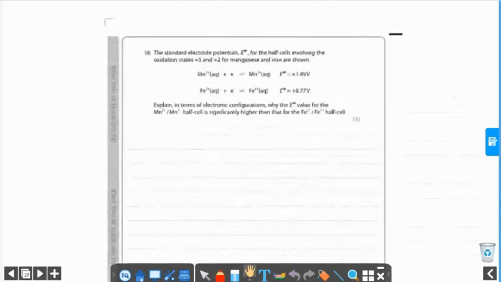The standard electrode potentials for half cells involving oxidation states +3 and +2 for manganese and iron are shown. Manganese 3+ and 2+, okay. Explain in terms of electronic configurations why the electrode potential value for the manganese 3+ to 2+ half cell is significantly higher than the iron 3+ to 2+ half cell.